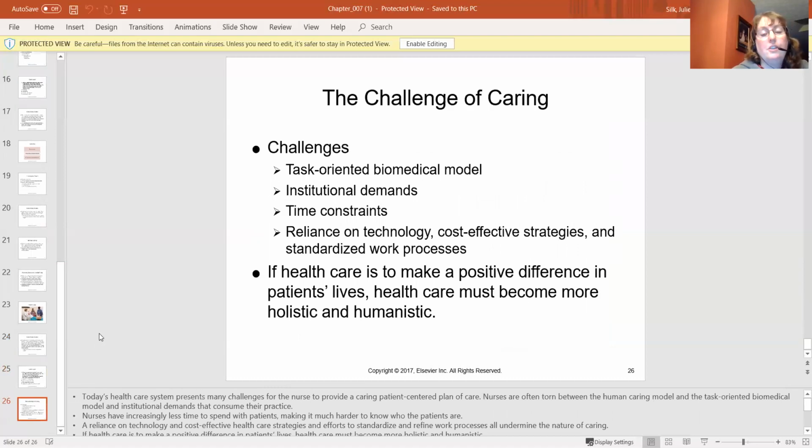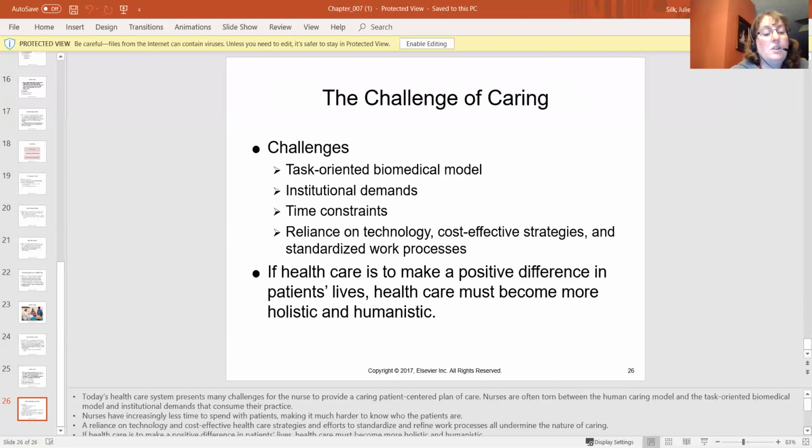So there are challenges of caring. Today's healthcare system presents many challenges for the nurse to provide a caring, patient-centered plan of care. Nurses are often torn between the human caring model and the task-oriented biomedical model and institutional demands that consume their practice. Nurses have increasingly less time to spend with their patients, making it much harder to know who their patients are.